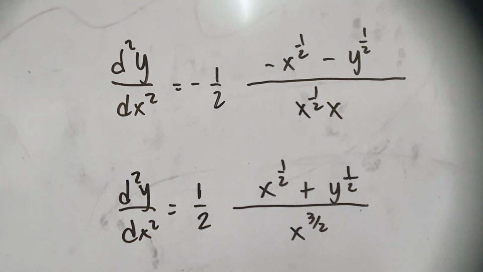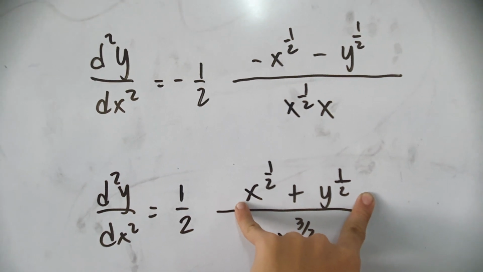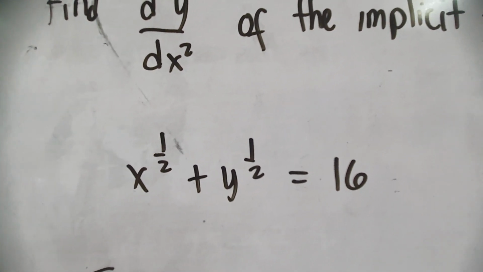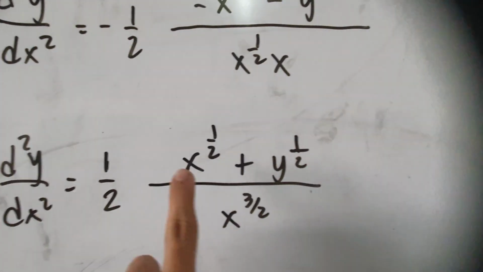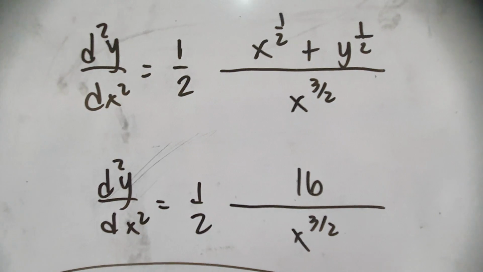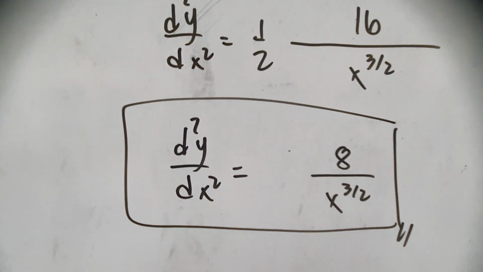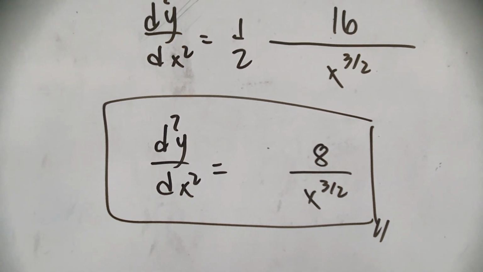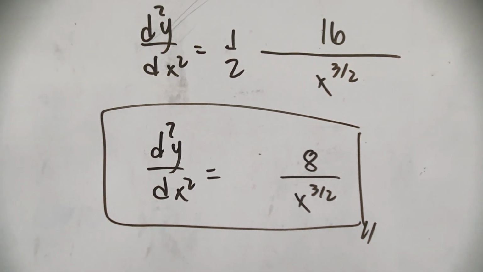Now next, this is not yet our final answer since we have this term involving x and y both raised to 1 half. Notice that is our original equation. X raised to the power 1 half plus y raised to the power 1 half, that is equivalent to 16. Therefore, this one is equivalent to 16. So 16 divided with 2, that is now equivalent to 8. So our d squared y over dx squared, or the second order of our implicit form, is equivalent to 8 over x raised to the power of 3 halves.